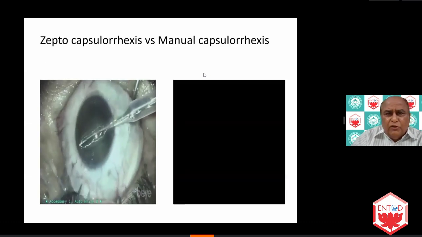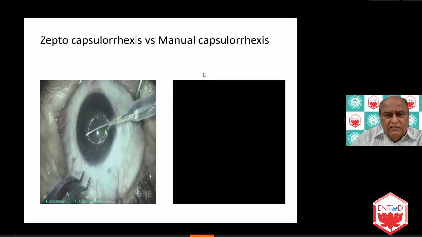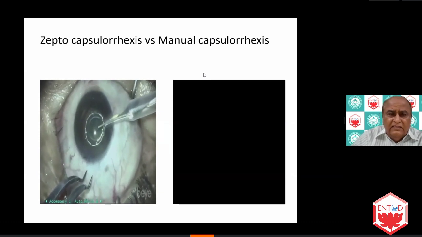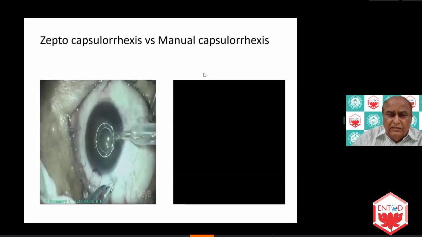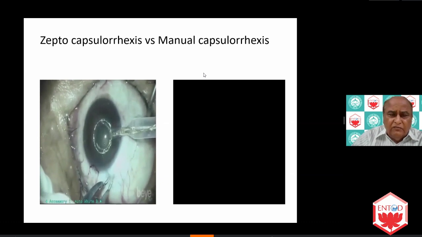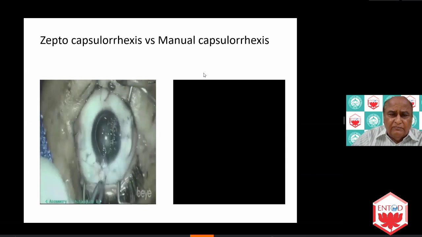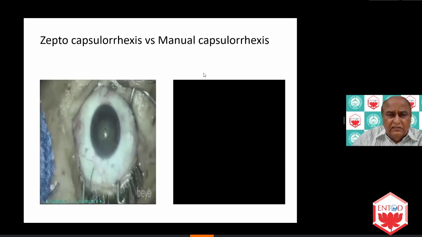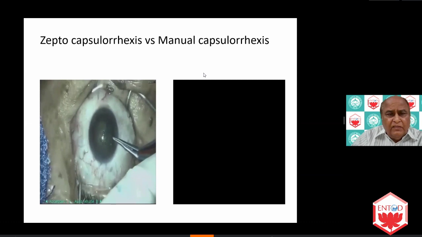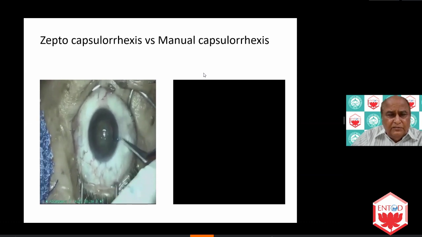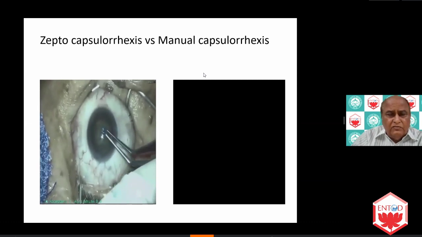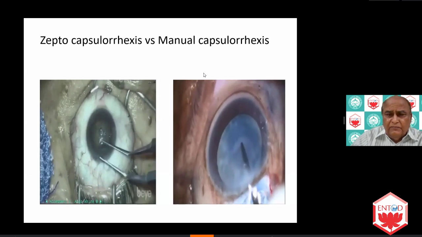This is the Zepto model. This is a nano laser, as you all know, and it needs a disposable tip, costing around $10,000 for each case, which we all know that we cannot afford. Our patients need to be operated on at very, very low cost so that you are able to perform the capsular rexis.